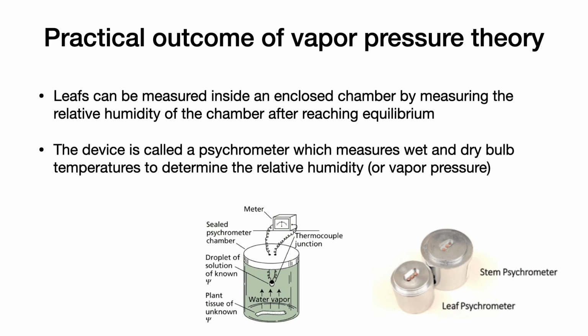However, with these psychrometers, as shown below, we see that the leaf or a stem is placed inside the chamber that's sealed, and we give it enough time to reach equilibrium so that the water vapor inside the chamber comes to equilibrium with the liquid water inside the stem or the leaf. And we can measure the water potential of that stem or that leaf. That is the amount of free energy of water that can be used to do work.